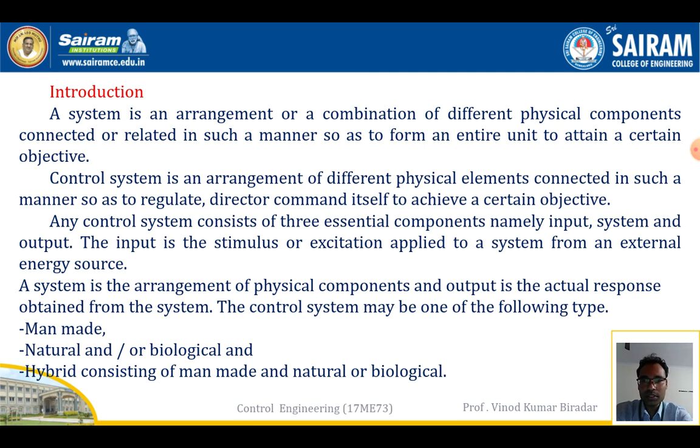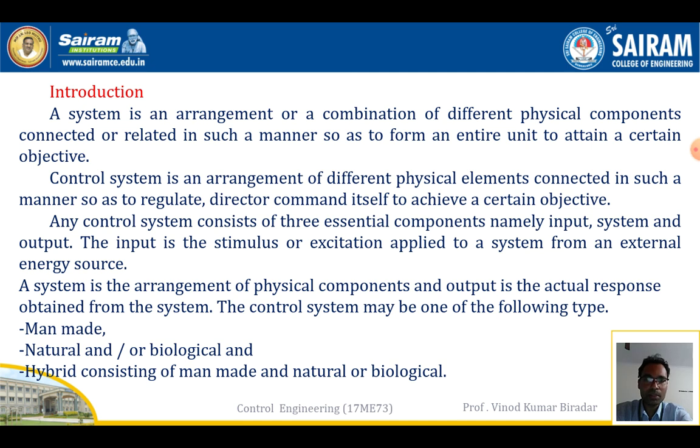Any control system consists of three essential components, namely input, system and output. Whatever you give as input is a must, and according to the given input the system processes it, and finally you get an output based on the input. The input is a stimulus or excitation applied to a system from an external energy source. A system is an arrangement of physical components, and the output is the response obtained from the system.